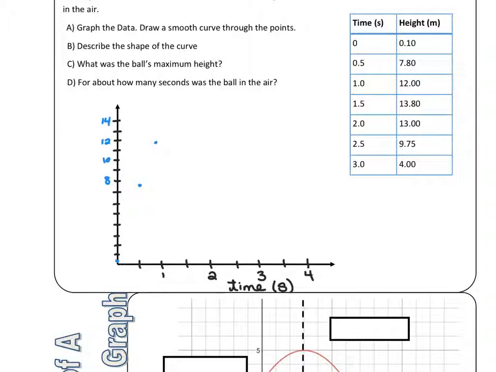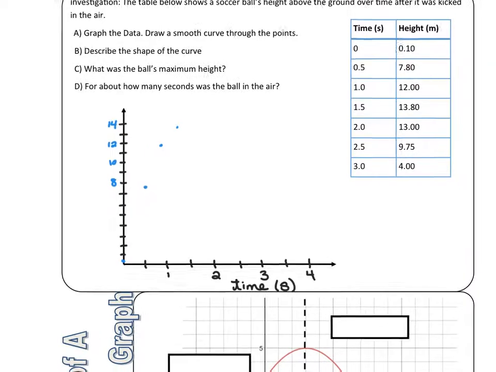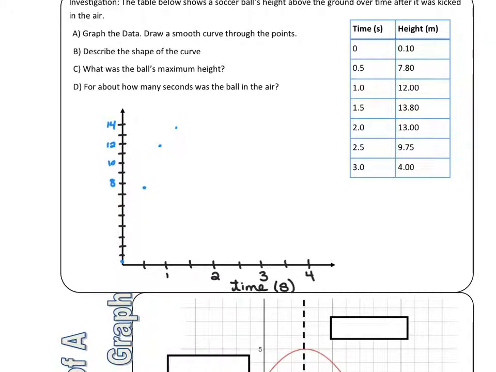1.5 is 13.8. So it's almost here at that 14. 2 seconds is at 13. 2.5 is 9.75, so just under the 10. And at 3 seconds, it's at 4. 2, 3, 4. So about here.